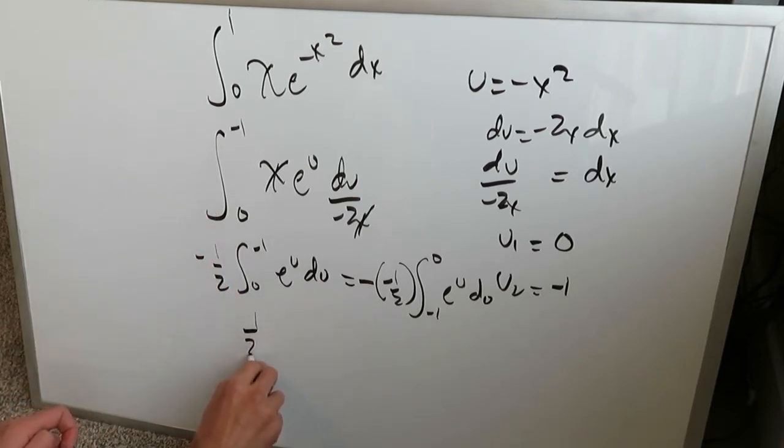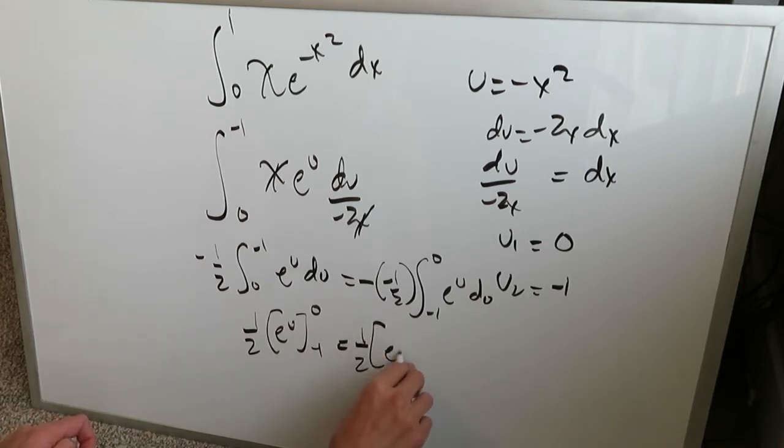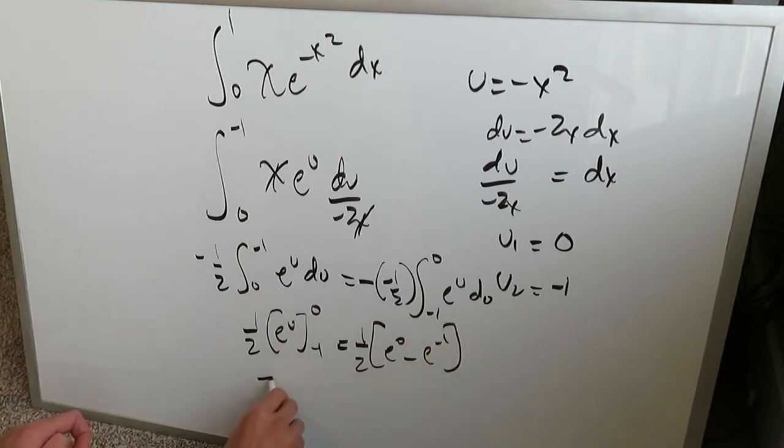What you end up having is 1 over 2. The integral of e to the u is e to the u. You don't have to substitute back anything for u, but you have 0 and a minus 1. Solve it out. You have 1 over 2 times e to the 0 minus e to the minus 1. We don't need to go for a numerical answer, but we can see what ends up over here. We have 1 over 2, e to the 0 is a 1, minus e to the minus 1 is minus 1 over e.